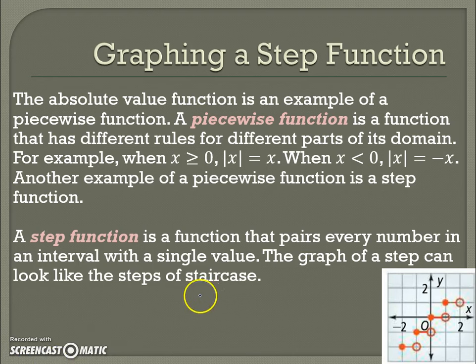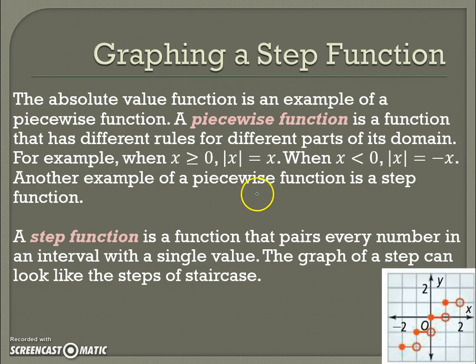Okay, the absolute value function is an example of a piecewise function. A piecewise function is a function that has different rules for different parts of its domain. For example, when x is greater than or equal to 0, then the absolute value of x is just the line x. And this is what I was talking about earlier. When it's less than 0, it's actually negative x. It's the one that comes down like that, diagonally.